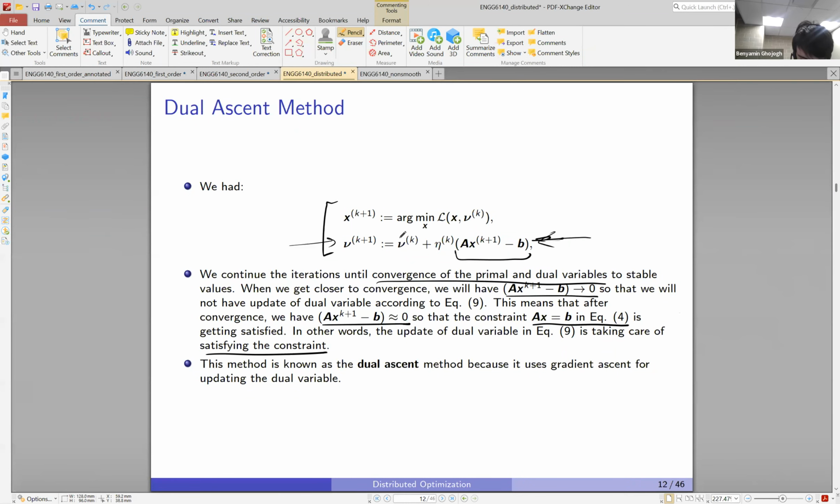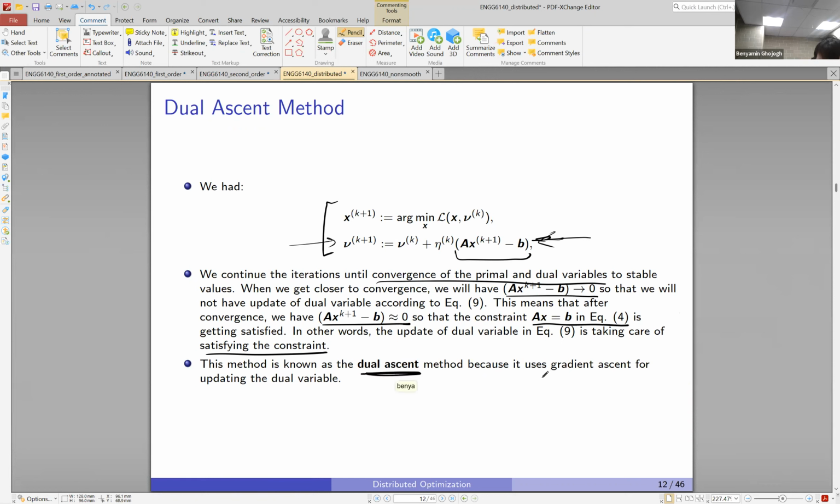So this is a linear combination of the previous nu, a log of history like we had in momentum, and some learning rate times the constraint. When the constraint is not satisfied, especially in the initial iterations, the change is huge. Otherwise we don't have any change. Nu k plus 1 becomes nu k.